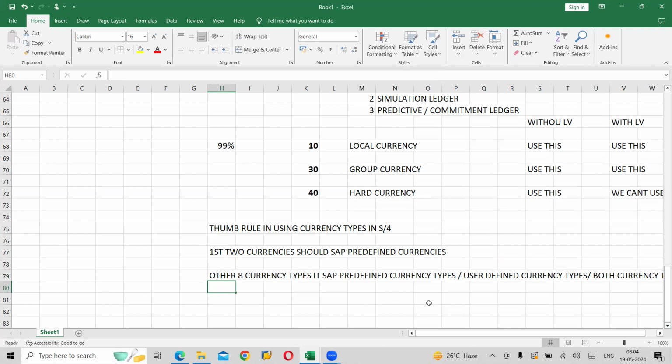Any questions on this? Sir, predefined means two are compulsory to use? Correct. One is company code, one is group. See, local currency is mandatory. If you are using 10 and 40, or you can use 10 and 30, the first two currencies should be SAP predefined currency types. Okay, sir.